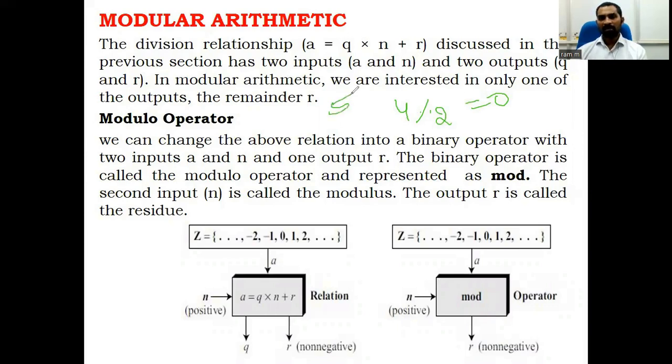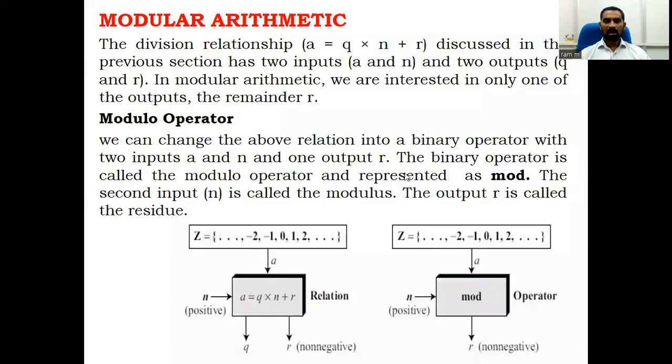But if I take 5 and divide it by 2, now I can apply the modulo operator here. My residue will be 1. Why? Because 2 does not exactly divide 5.